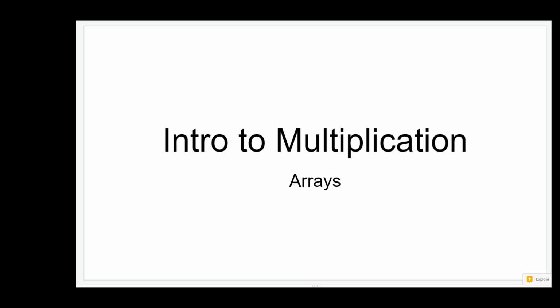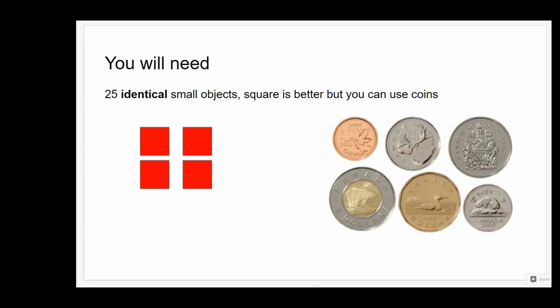Welcome to Intro to Multiplication. For this, you are going to need 25 identical small objects. Now, square is better, so if you have a piece of paper, if you could cut it into 25 squares that are the same shape, that would be great. But if you don't have access to that, you can use anything you want as long as they're identical.